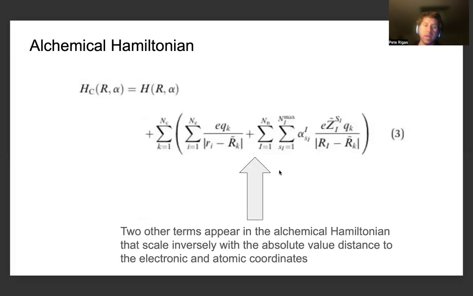But the remaining term in the alchemical Hamiltonian also has two other terms which are relating to other interactions, which are given by Q_K, the charges of the compound, as well as two factors which scale inversely proportional with the absolute value distance to the electronic and atomic coordinates.